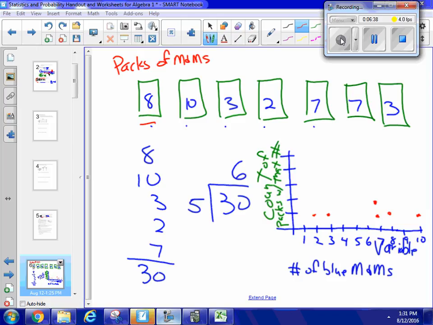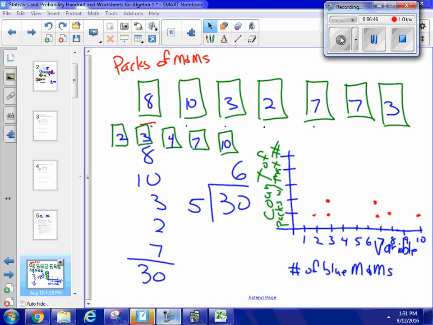If I went and bought some more packs of M&Ms, so I just went out and bought 4 more packs, so I'm kind of building on my data here, building on my information. 1 pack had 2, so now it makes 2 packs that had 2. Another one had 3, so now I have 3 packs that had 3 blue. 4, well, that's my first number 4. 7, that makes my third one with number 7. And 10, that makes my second one with number 10.